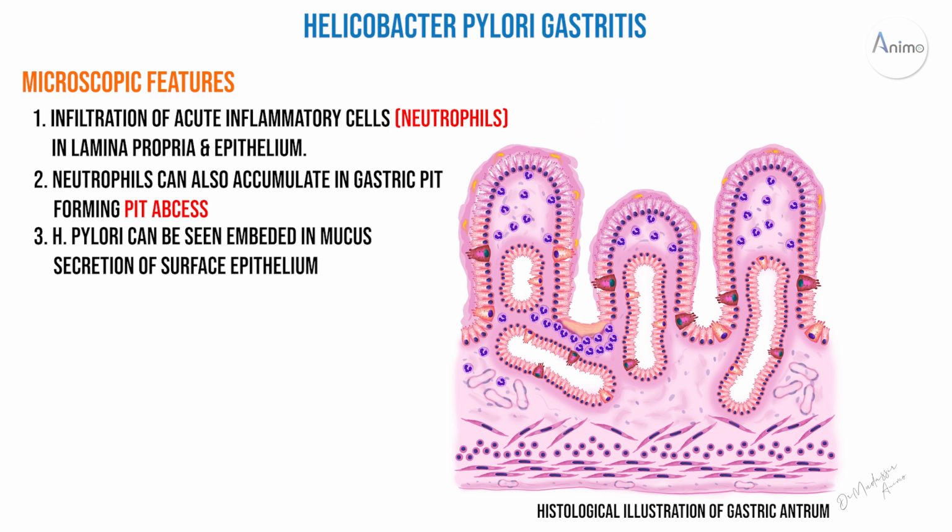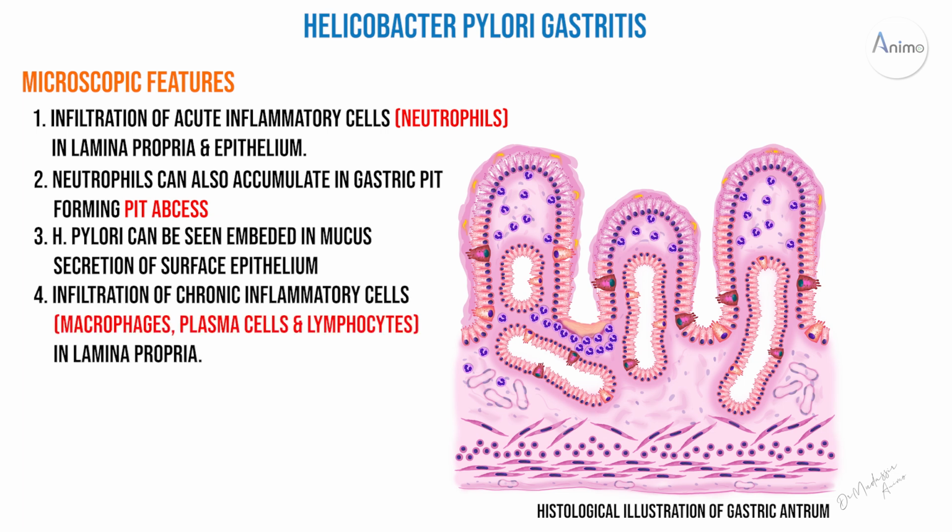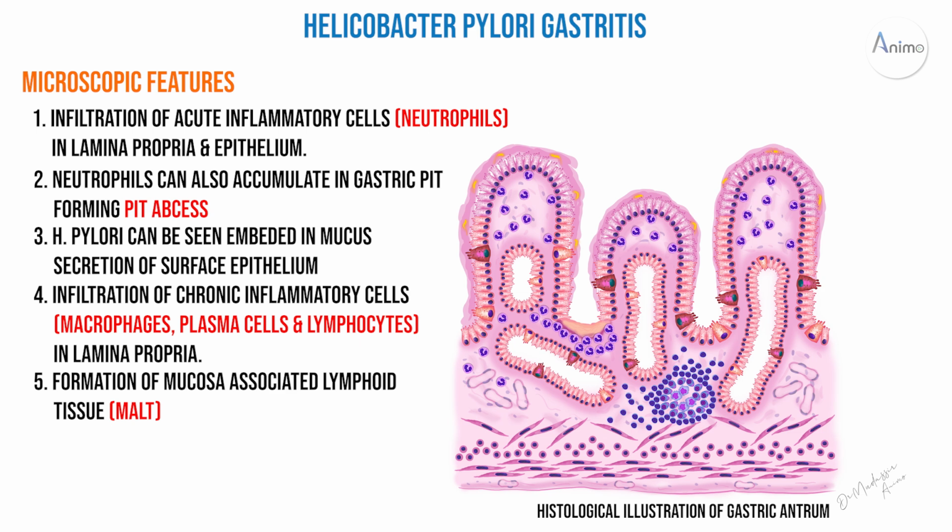Later on we will find infiltration of chronic inflammatory cells such as macrophages, plasma cells and lymphocytes, which form a mass in the lamina propria of the stomach, and this mass is known as mucosa associated lymphoid tissue, also known as MALT. So there is MALT formation in the lamina propria of the antrum of the stomach infected by H. pylori. The epithelium of the stomach can become either metaplastic with goblet cells or atrophic, but it is not always formed.